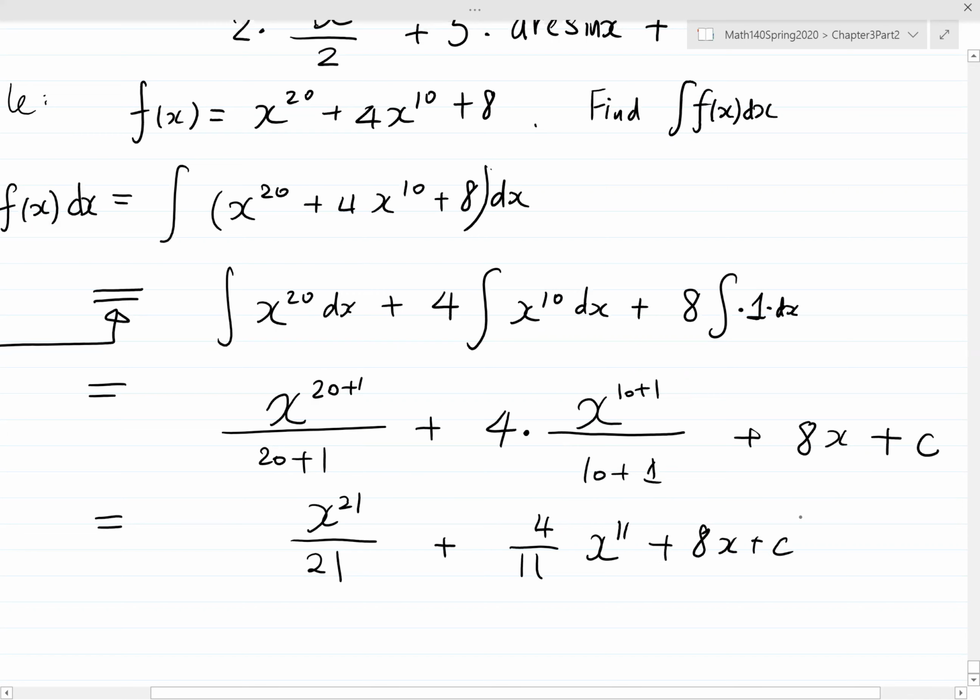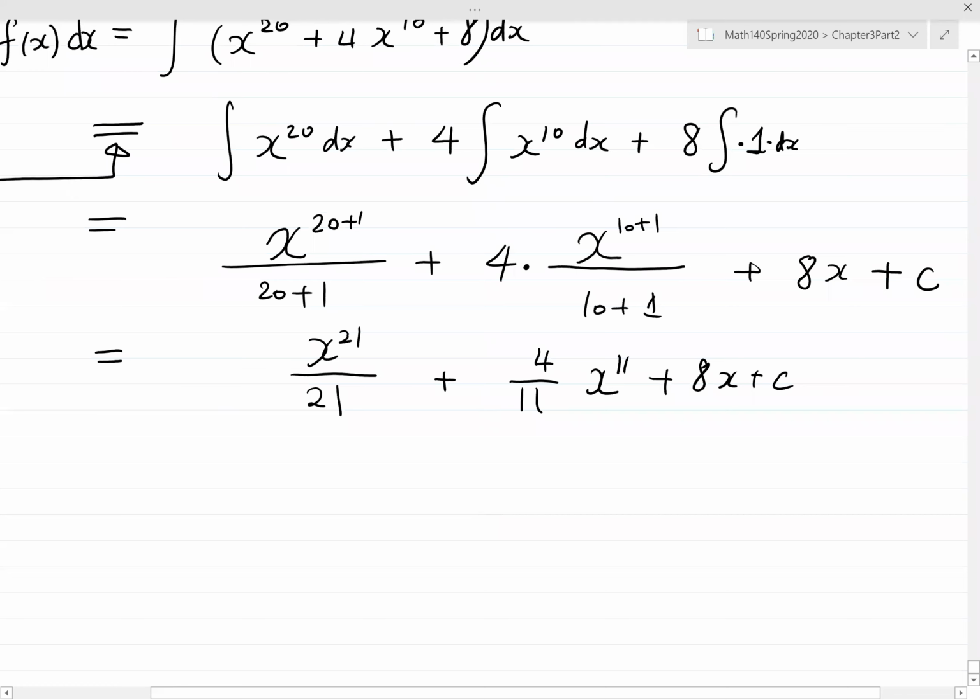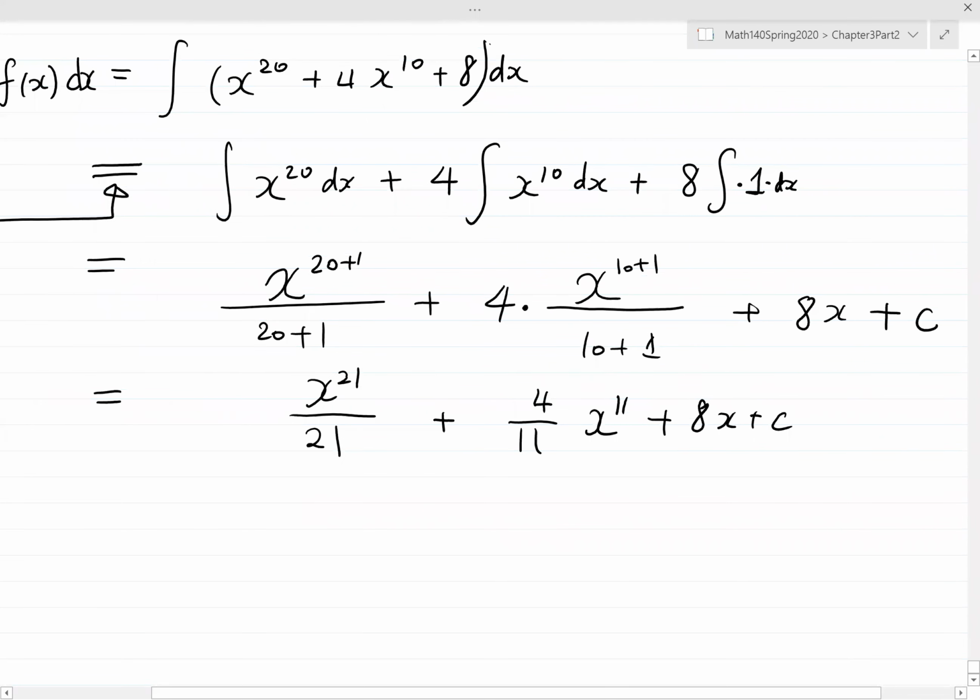Now you can use this linear property and the power rule to find the antiderivative of any polynomial. Okay, more examples.